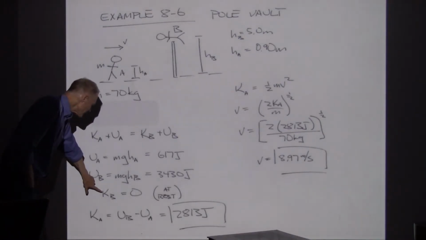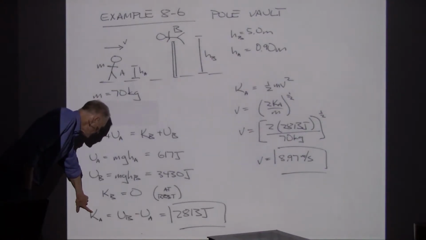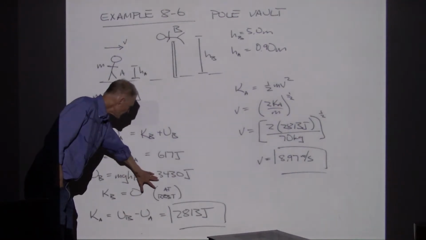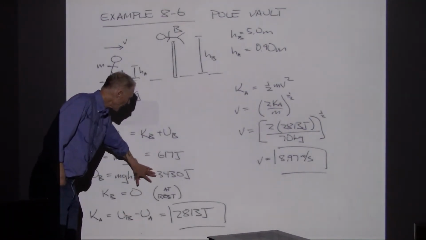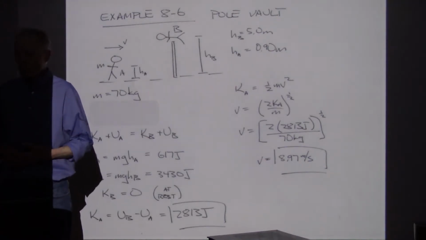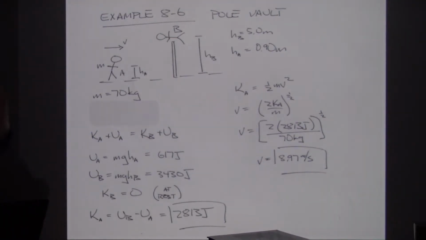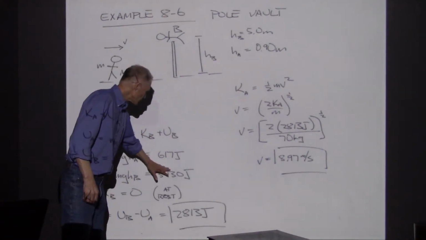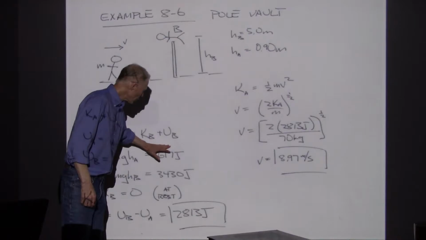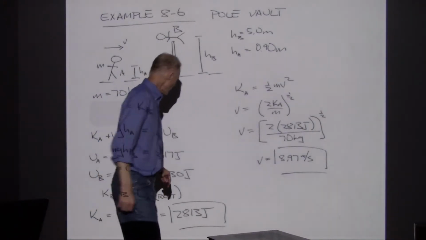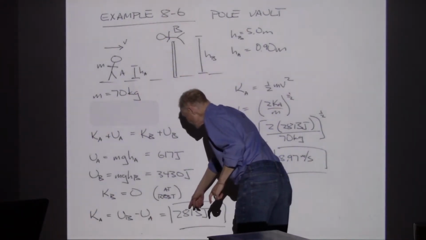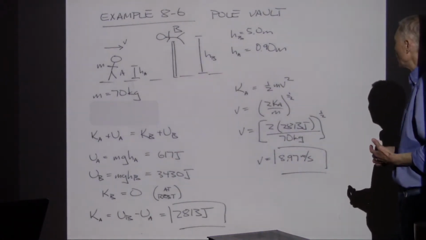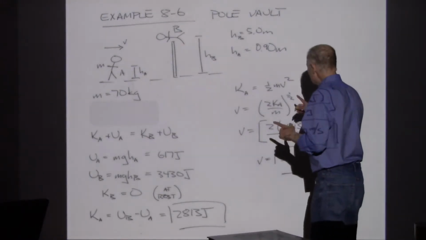If K_B is 0, then the kinetic energy we need to start with is U_B minus U_A. It's the difference in the potential energies. I need to be running with enough kinetic energy so that my kinetic energy can be converted into potential energy, and we can make the jump from 617 to 3430. The difference is that I need to come up with 2,813 joules of kinetic energy. Let's see what that would give us.